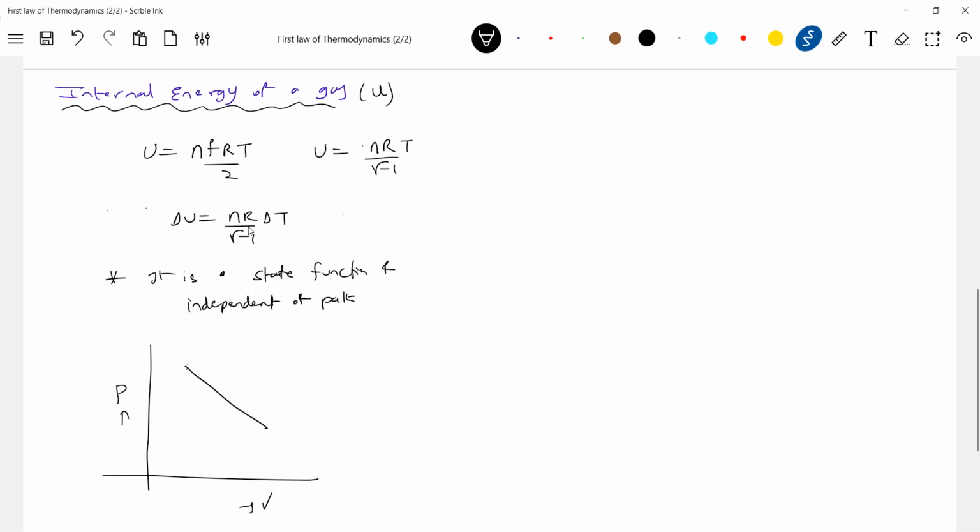Next question: what do you mean by process? Let me write it. There's a pressure, there's a volume, points 1 and 2. This is called a process. So what is that line? The gas will undergo a process here. So what do you mean by this?